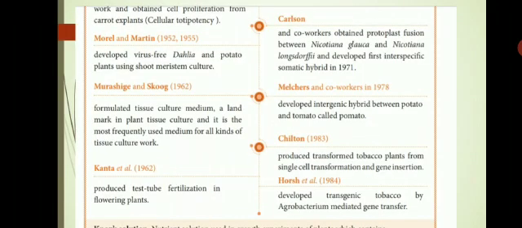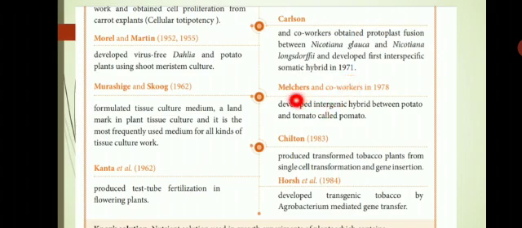What is the meaning of interspecific somatic hybrid? Inter means different, specific means species. Here Nicotiana glauca is one species and Nicotiana langsdorffii is another species, and both of them were fused with one another with the help of protoplasmic fusion. Through protoplasmic fusion they obtained a somatic hybrid in the year 1971. It is one of the milestones.